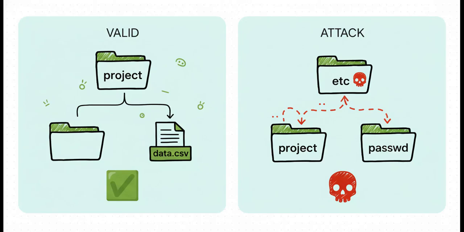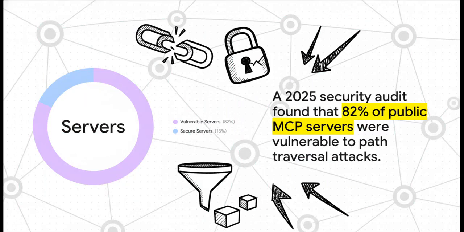Let's zoom in on path traversal because it's super common and really dangerous. A normal, valid request might ask for a file inside your project folder. Simple enough. But an attacker can use a tricky prompt with these .. sequences to fool the server into climbing up the directory tree and grabbing sensitive system files, like the password file shown right here.